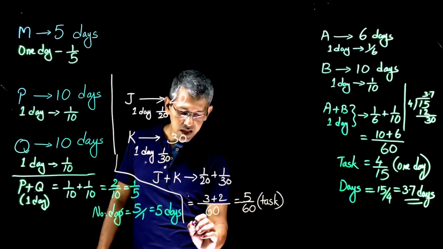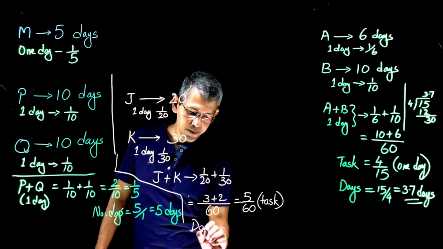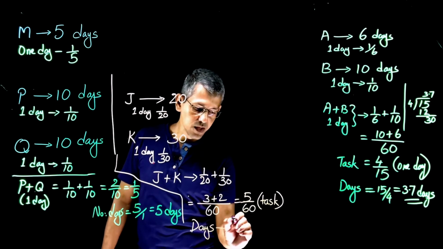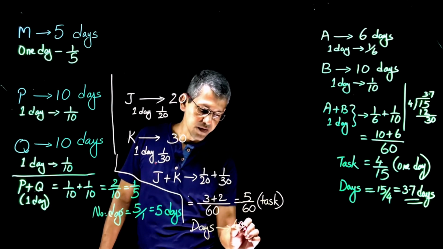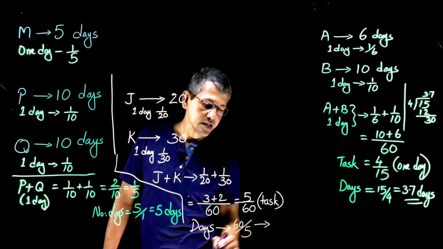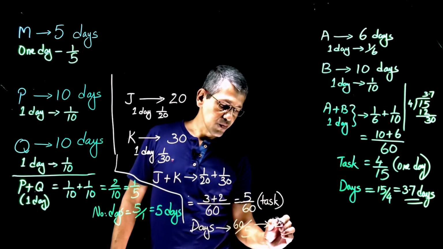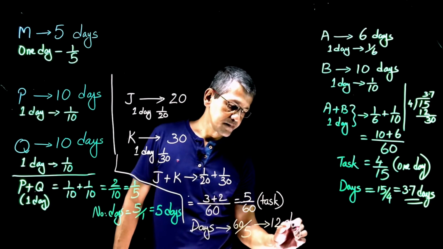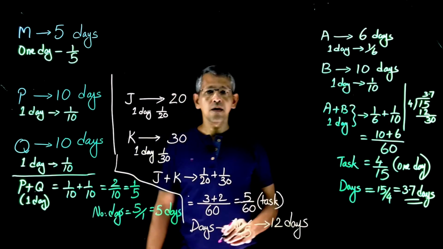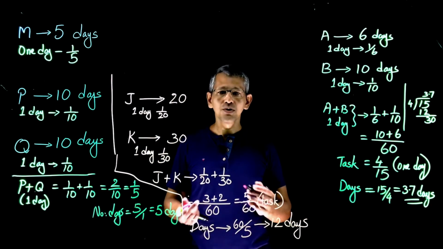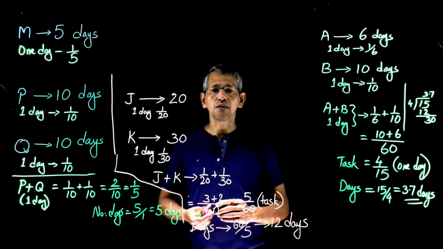So if you need the number of days, what do you do? We'll take the reciprocal of this, 60 by 5. 60 by 5, what is that? 60 by 5, that would be 12. So 12 days to complete the work. So this is what, time and work type of questions.